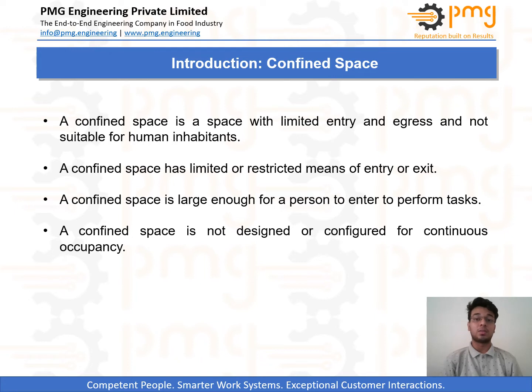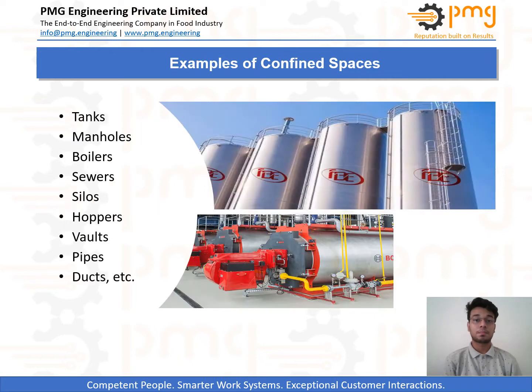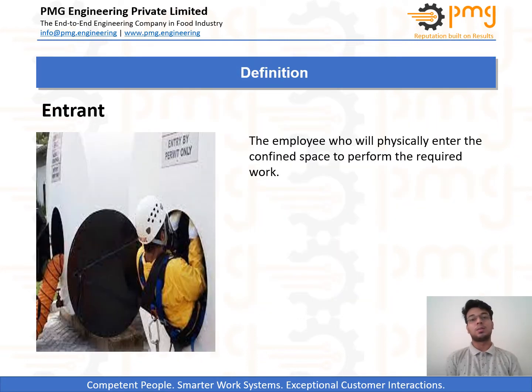The hazards found in any confined space are generally determined by what is stored inside that space, by what process is taking place inside the space, and the items surrounding that space. Some examples of confined spaces are silos, ducts, hoppers, bins, manholes, tanks, etc. Now let us discuss the personnel involved in confined space entry.